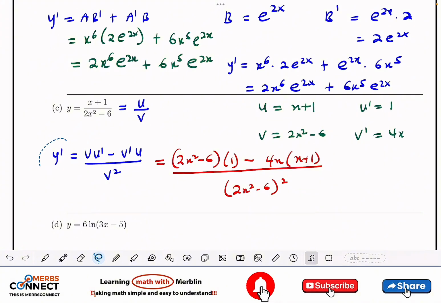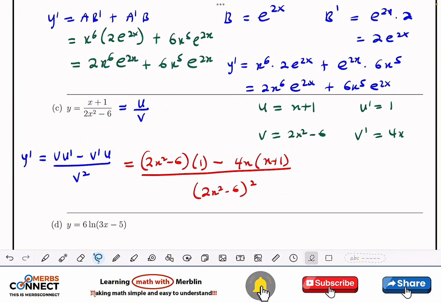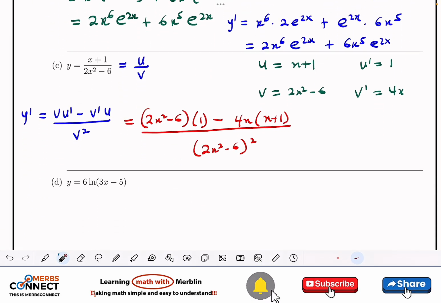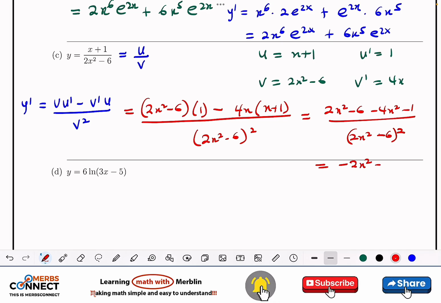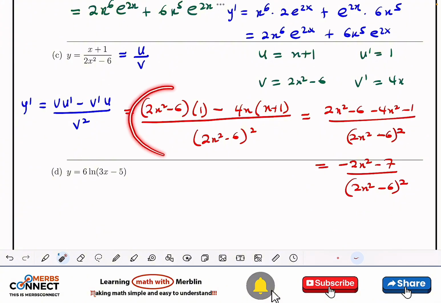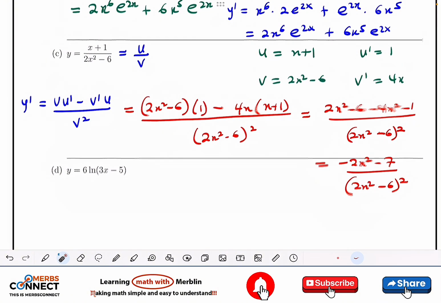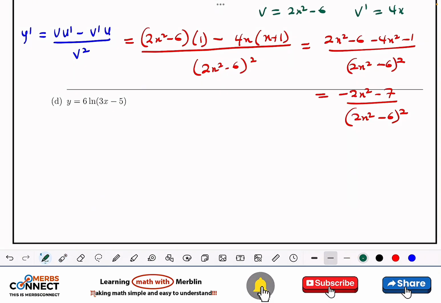We can decide to simplify it. The question says do not simplify, right? So do not simplify means that you can just leave your result here and you are done. But assuming that you didn't see it and you want to simplify, then this is going to be 2x squared minus 6 minus 4x squared minus 4x, divided by 2x squared minus 6, all squared. So this is going to give us minus 2x squared minus 4x minus 6, divided by 2x squared minus 6, all squared. That's what I'm going to get. But you can just leave your final result right here and you are okay to go, because it says do not simplify. Good.